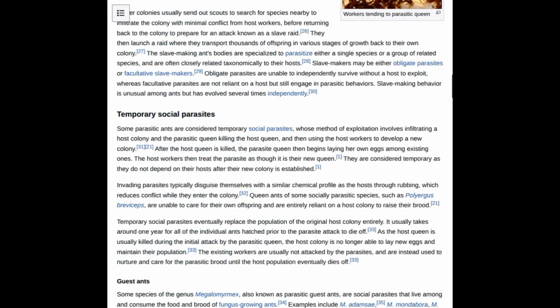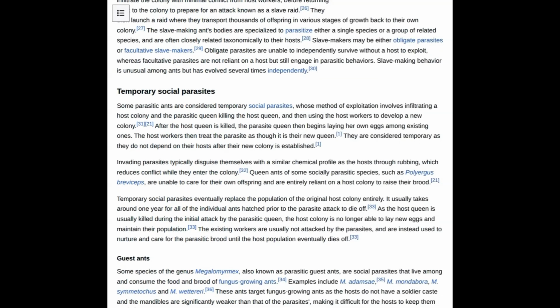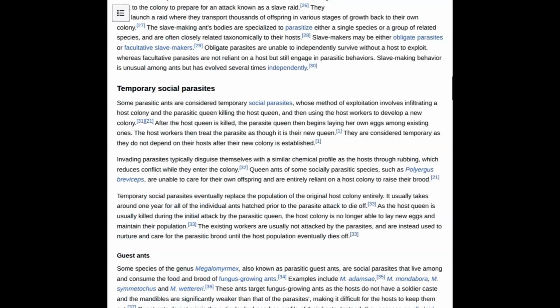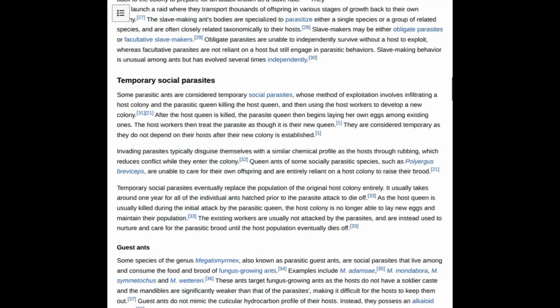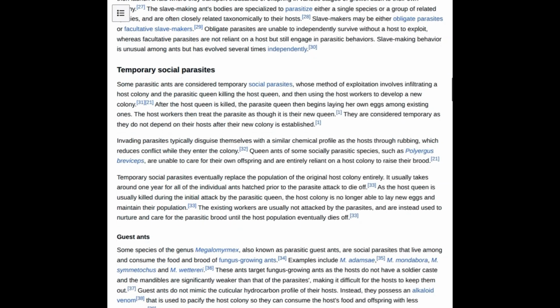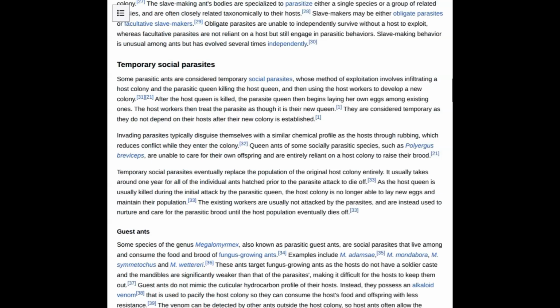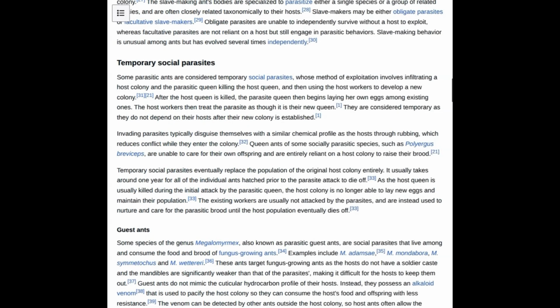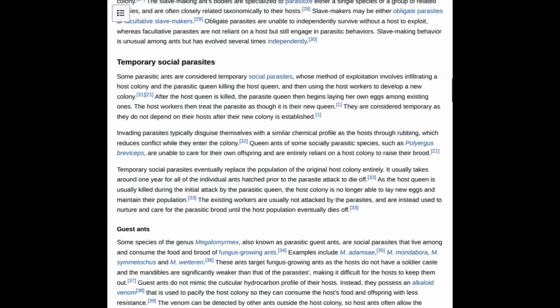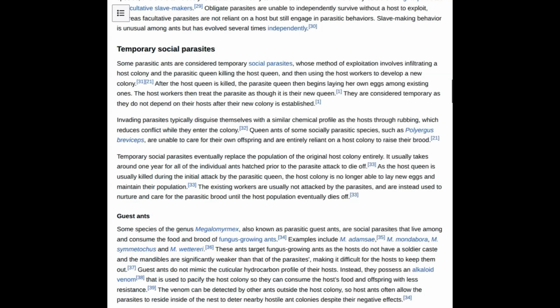Temporary social parasites. Some parasitic ants are considered temporary social parasites, whose method of exploitation involves infiltrating a host colony and the parasitic queen killing the host queen, and then using the host workers to develop a new colony. After the host queen is killed, the parasite queen then begins laying her own eggs among existing ones. The host workers then treat the parasite as though it is their new queen. They are considered temporary as they do not depend on their hosts after their new colony is established.